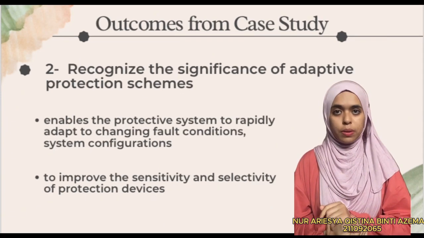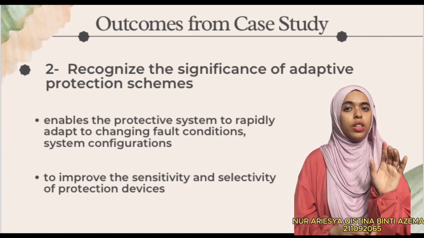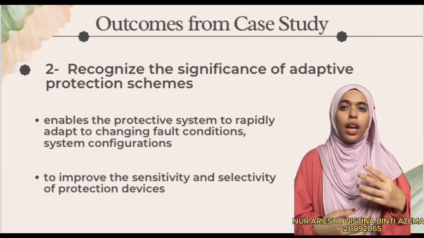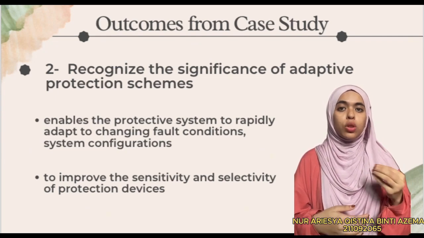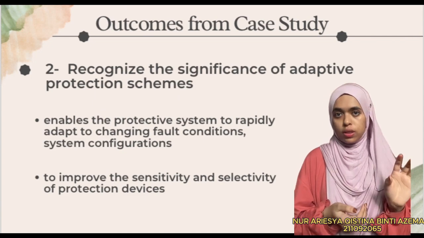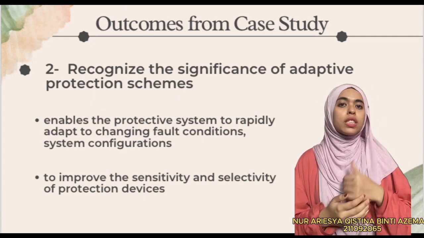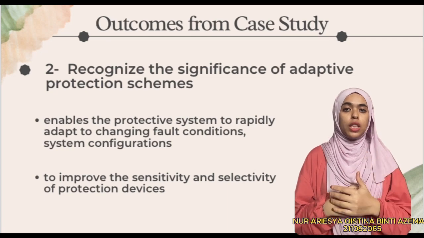The second outcome is to recognize the significance of adaptive protection schemes. The dynamic response capacity will enable the protection system to rapidly adapt to the fault conditions. An adaptive protection scheme will use modern algorithms to improve the selectivity and sensitivity of the protection device.